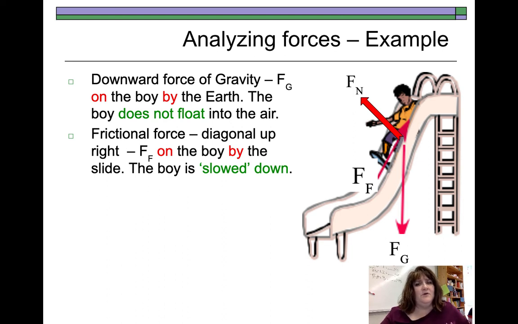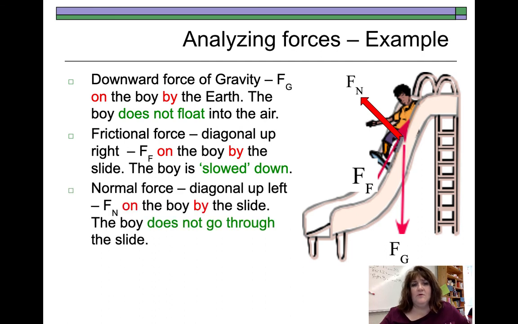And believe it or not, the boy is slowed down going down the slide. He would fall to the ground faster if the slide wasn't there. And then we also have the force of normal because the boy doesn't go through the slide. And we have the force of normal on the boy by the slide. So when you're looking for the agent, what causes it, think about the effect. Why does the boy not fall straight to the earth?